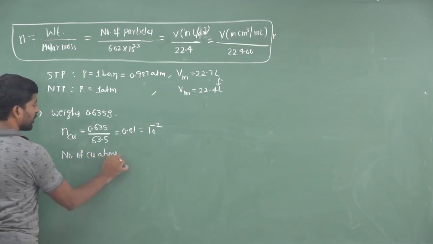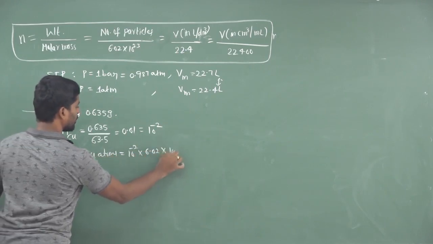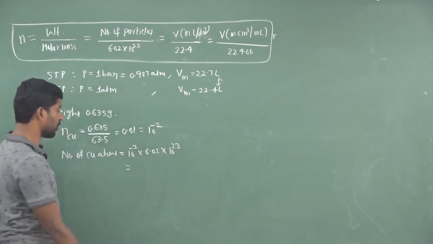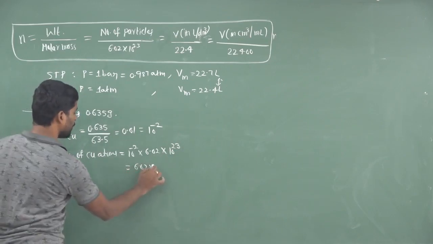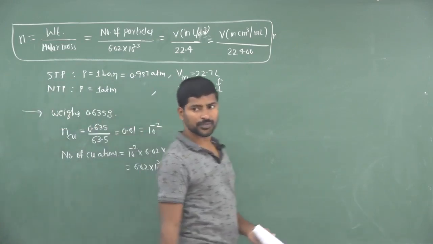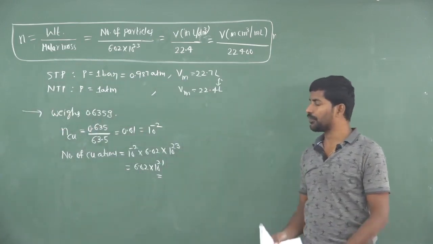Number of copper atoms. Each 1 mole contains how many copper atoms? Avogadro number of copper atoms, 6.02 into 10 power 23 copper atoms. That means 6.02 into 10 power 21. So that is the number of copper atoms present in 0.635 grams of copper.